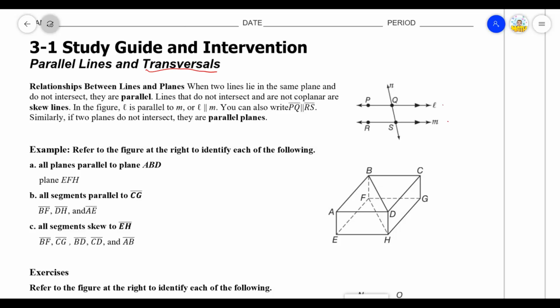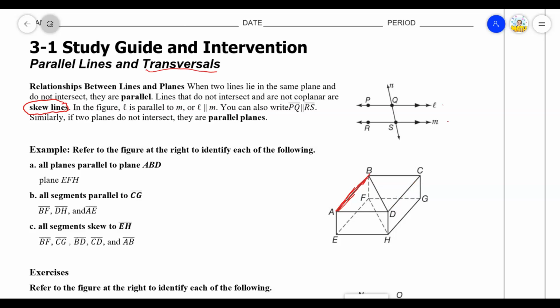Okay, it's possible for two lines to not intersect and also not be parallel. I'll give you an example of that in this three-dimensional box figure. If we look at AB, for example, there are several segments it's going to be parallel to. It's going to be parallel to FE. Those are parallel lines. They're not going to intersect each other. It's also parallel across here to CD. Okay, those are parallel lines.